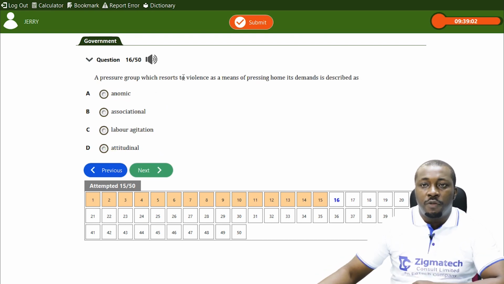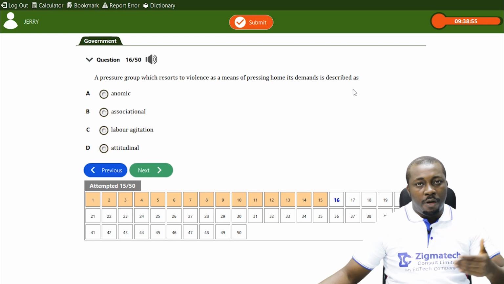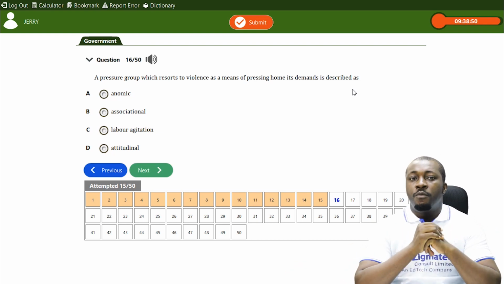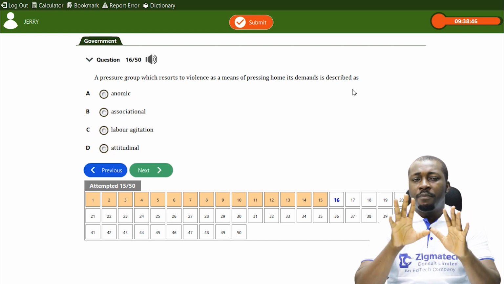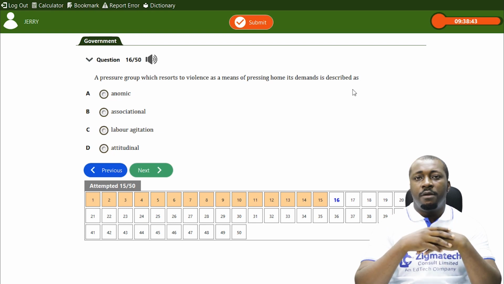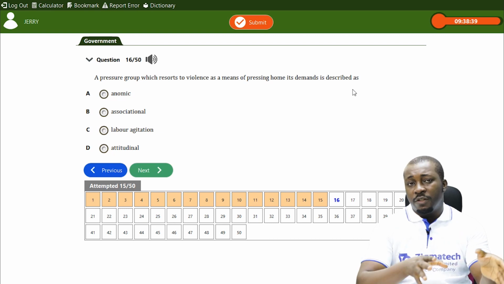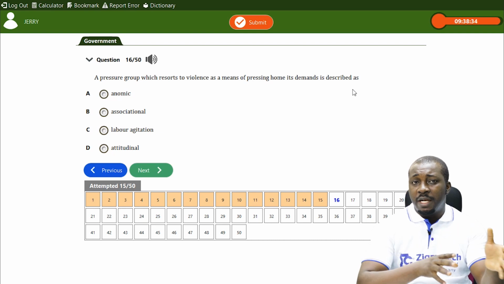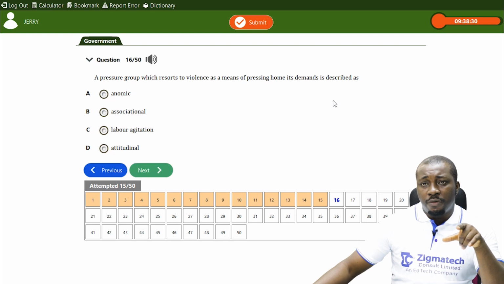Now, a pressure group which resorts to violence as a means of pressing home its demand is described as, now this tests your knowledge on types of pressure groups. You know, we have promotional pressure groups that are not there for the interest of members but the public. We also have religious pressure groups for the religious interests of their members. We have professional groups that protect the professional interests of their members. Now, we also have what we call anomic pressure group.